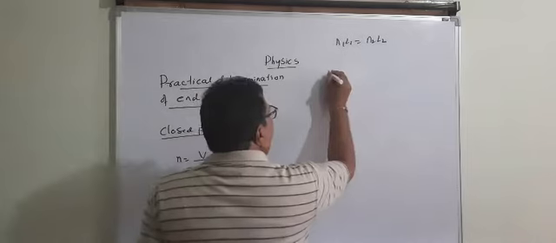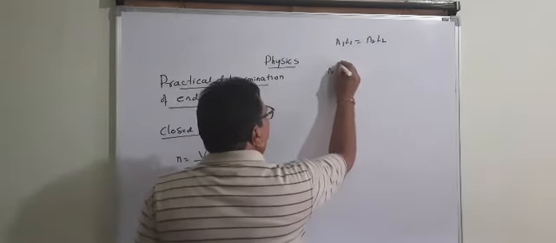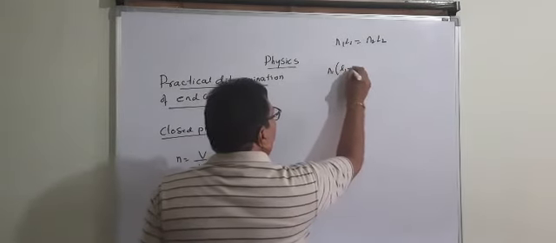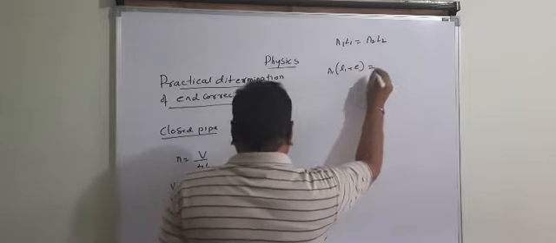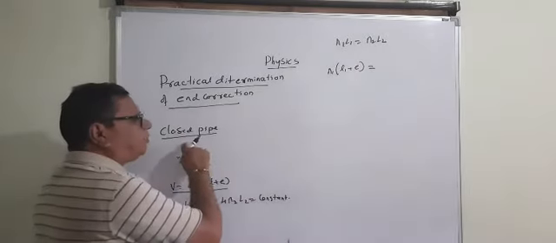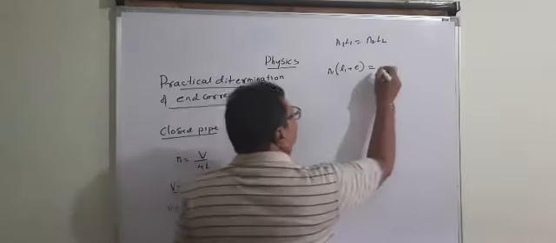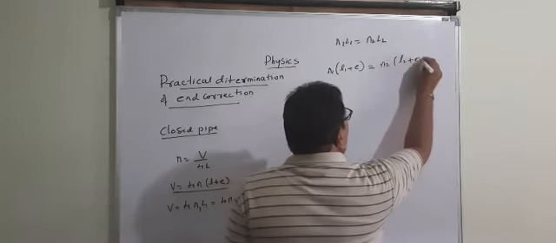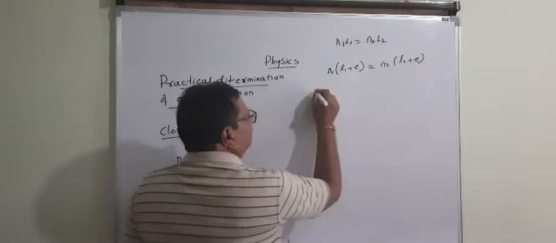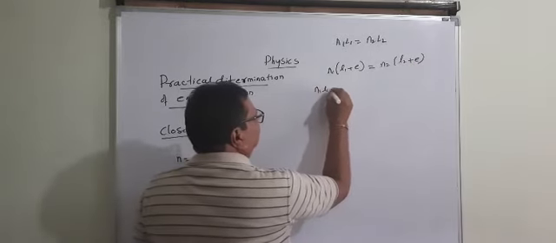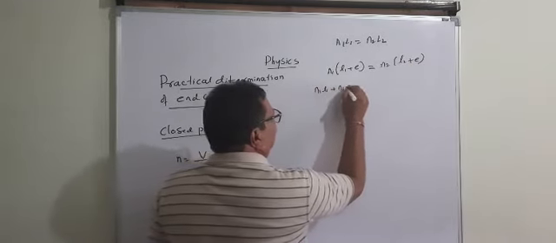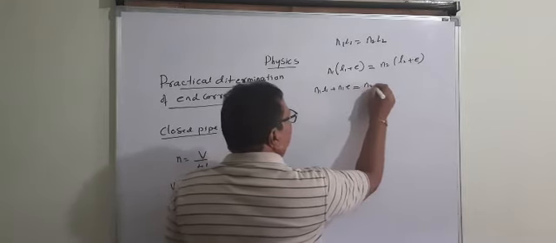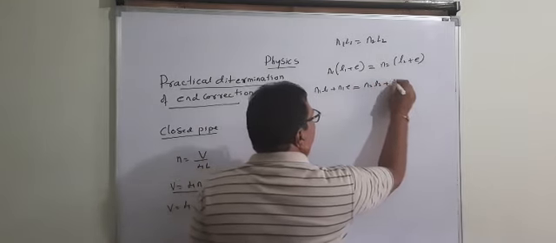Or N1 L1 is what? Small l1 plus E, because for a closed pipe correction is applied for only one side. N2 L2 plus E. So N1 L1 plus N1 E equal to N2 L2 plus N2 E.